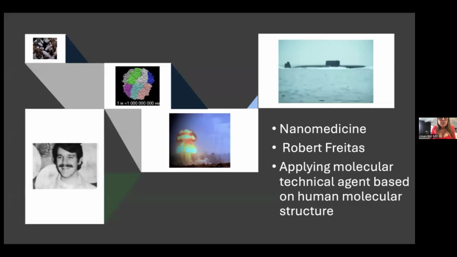So the history of peptides is pretty interesting, and I just wanted to talk about this because not many people know about it. It started with Robert Freitas, the one down with the mustache right there. In the last century, he started the nanomedicine kind of movement. He was trying to create a way of applying medicine at the molecular level, and he wrote books and was very much involved in that. So that was the original concept of that.